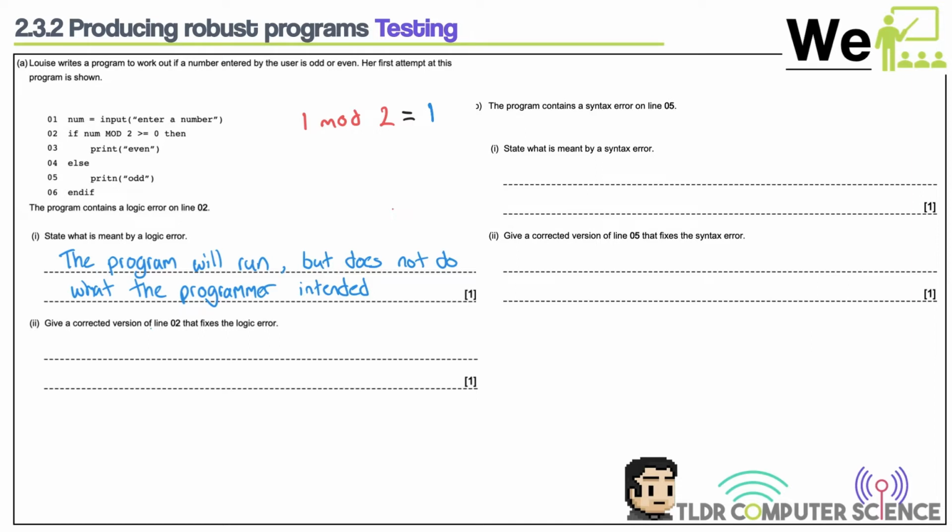And then we can try it with 2 mod 2. How many 2's can you put into 2? Well, the answer is 1. But what's left over? Nothing's left over. So it would be 0.